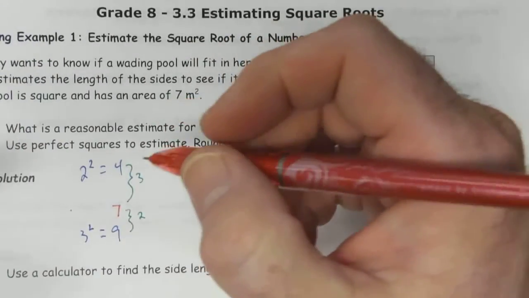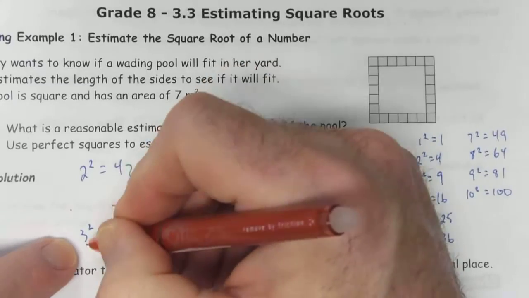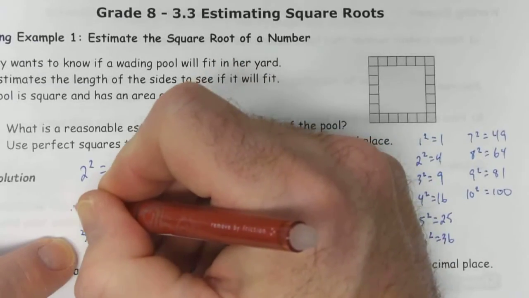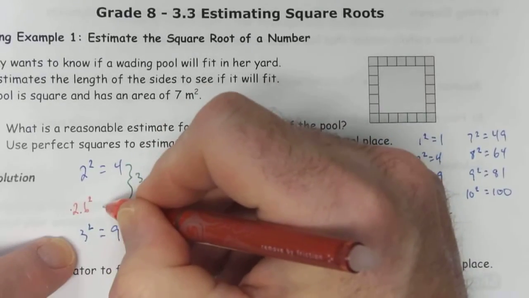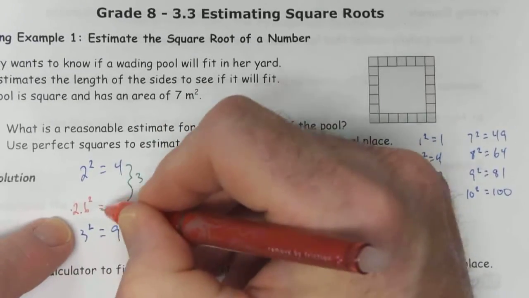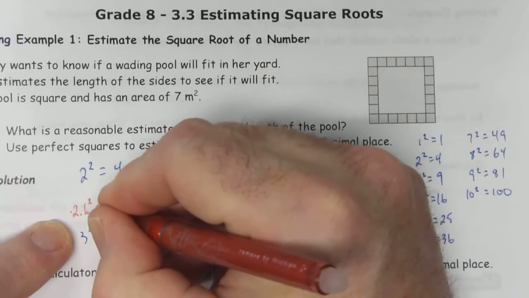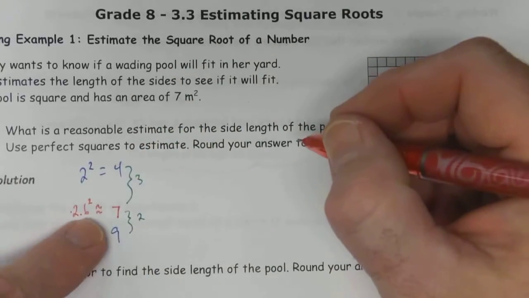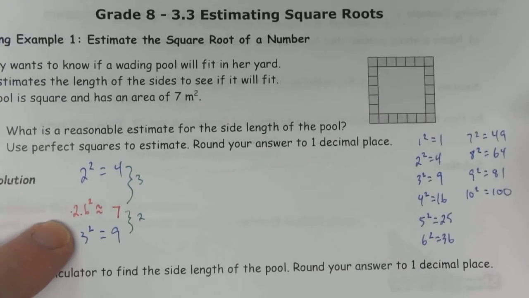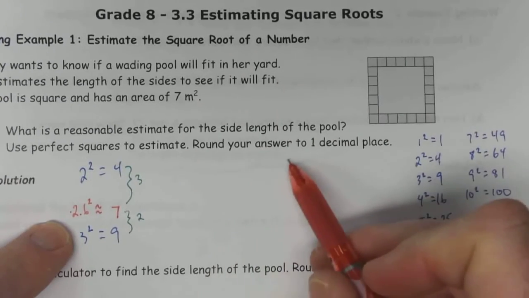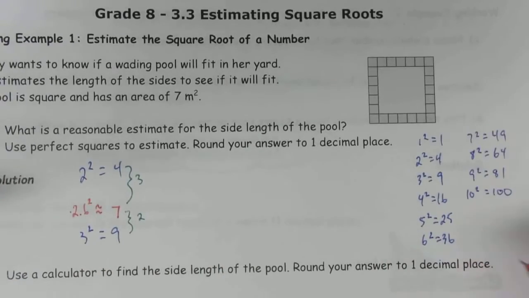So then we could say that a number that's slightly closer to 3 than it is to 2 might be 2.6. So 2.6 squared is going to be our estimate. And actually, instead of using an equal sign, we're going to use a squiggly line, which means it's approximately equal to 7. So this is our estimate. And we've rounded to 1 decimal place, we're saying 2.6. So that's just an estimate.